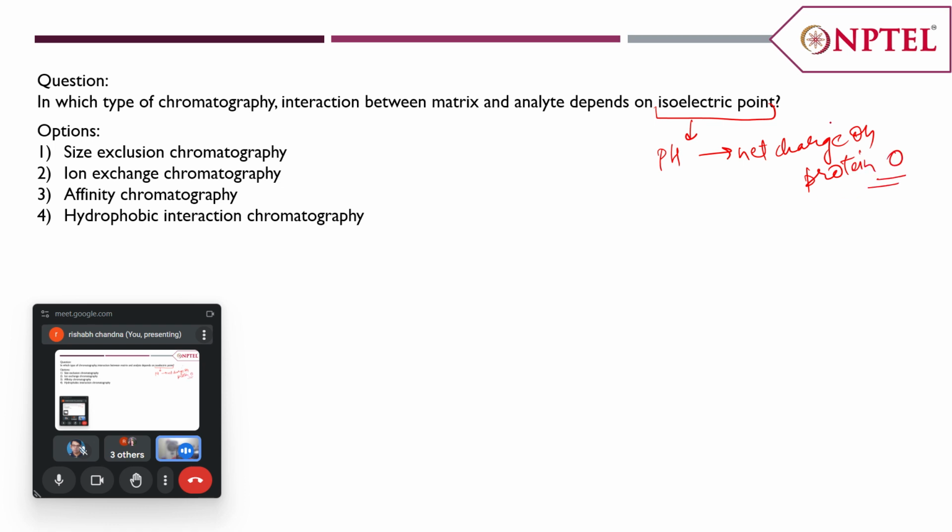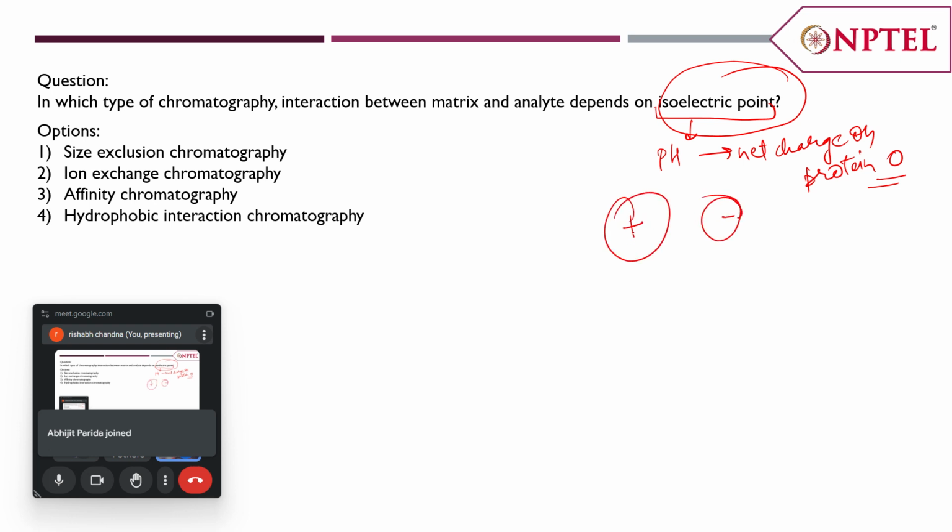So this isoelectric point will help us deduce when this particular protein or analyte would have a positive charge or a negative charge, right? So that means if anything related to charge is there, then the chromatography that we use is ion exchange chromatography only.